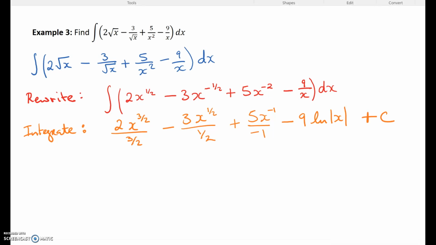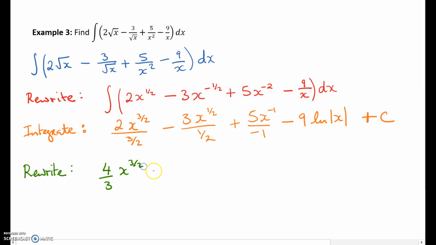And then that's very messy, so certainly at AP level, and really at honours level as well, but definitely at AP level we need to be able to rewrite that. So 2 divided by 3 over 2. 2 divided by 3 over 2 is 2 multiplied by 2 over 3. 2 multiplied by the reciprocal, so that's 4 over 3 x to the 3 over 2.